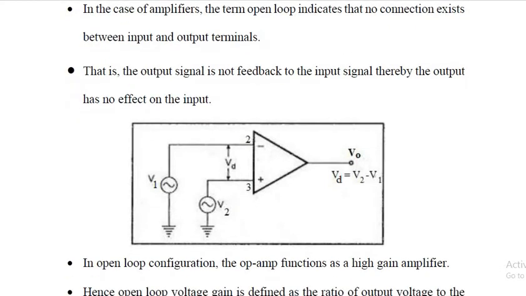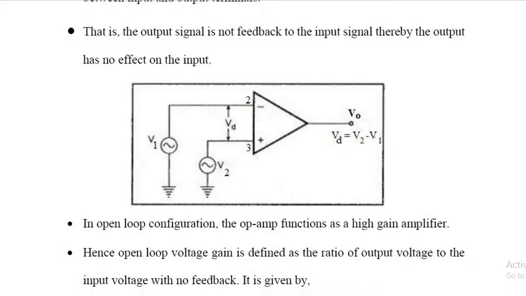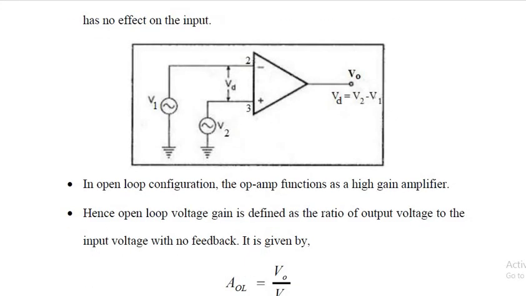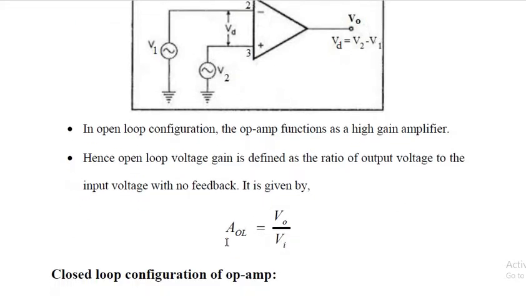In open loop gain, the op-amp functions as a high gain amplifier, and hence the open loop voltage gain is defined as the ratio of output voltage to the input voltage with no feedback. It is given by AOL. AOL, which stands for open loop gain, is equal to output voltage by input voltage Vi.